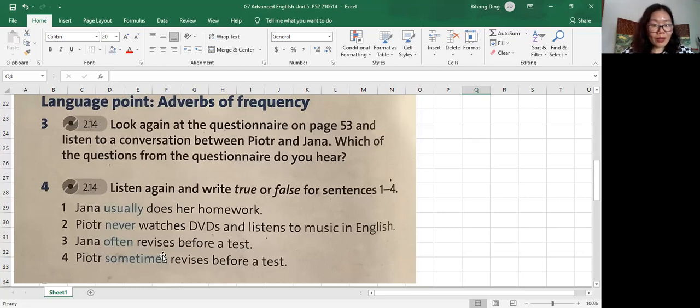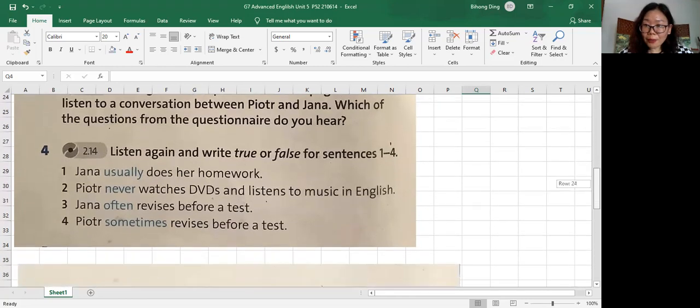Sometimes. I know you often miss the ending sound. Here is z. I want to remind you, you must pronounce it, because if you read sometime, there is another word, sometime. It's totally a different meaning. So you must read it as sometimes. So what's the difference?